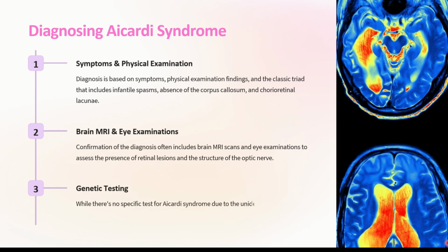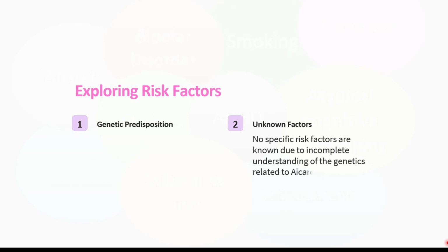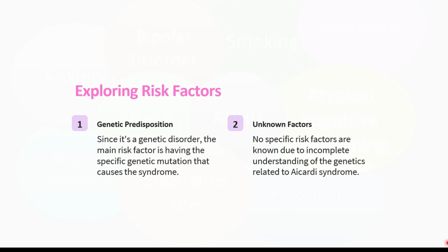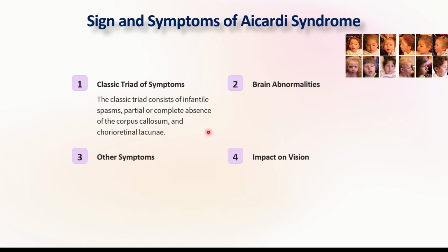Friends, let's know the risk factor of Aicardi syndrome. Since it's a genetic disorder, the main risk factor would be having the genetic mutation that causes the syndrome. However, no specific risk factors are known because the genetics of Aicardi syndrome are not fully understood. Let's know the signs of Aicardi syndrome. The signs include the classic triad mentioned above, along with other brain abnormalities seen on the MRI, such as cysts around the third ventricle or choroid plexus, and abnormalities in the optic nerve or disc.